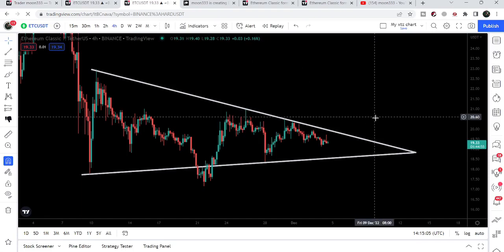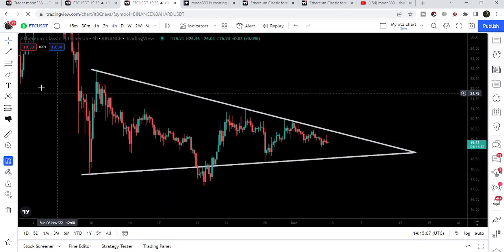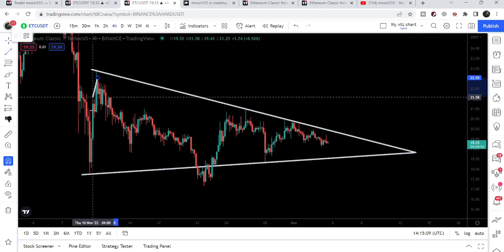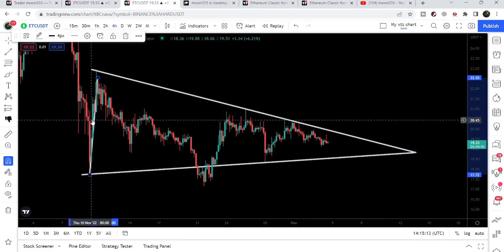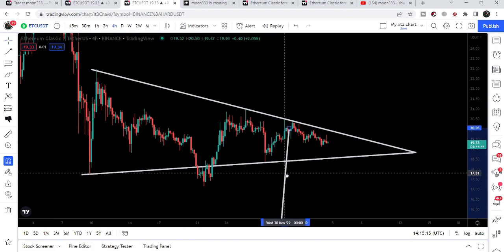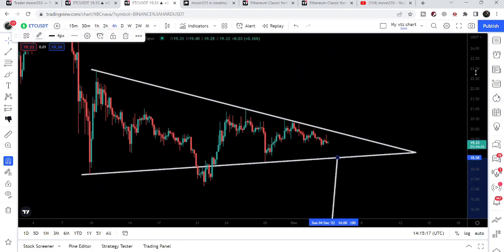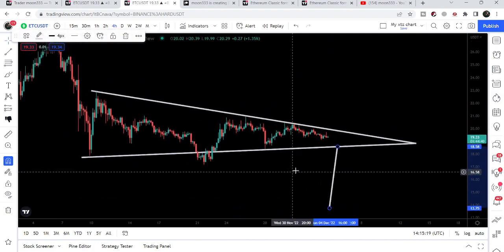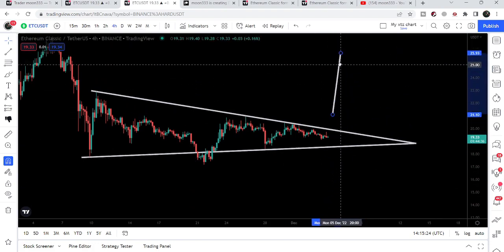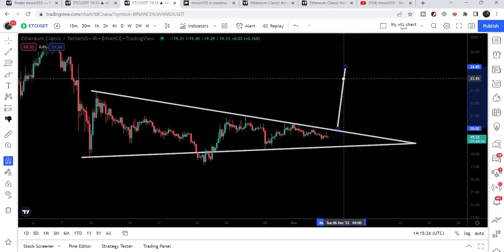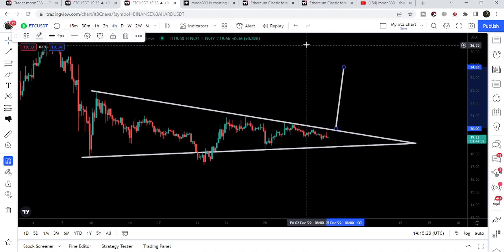On the smaller time frame chart, we can see we have the formation of a symmetrical triangle. Now, for example, if the price line breaks down this support of this symmetrical triangle on this 4-hour time frame chart, then our first target to the downside can be approximately at $14. And in case of breaking out this triangle, our target to the upside can be at $25 approximately.